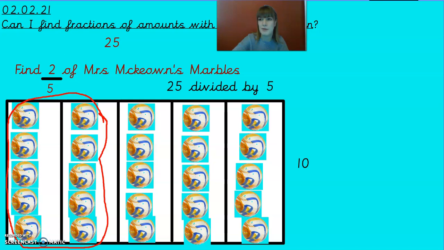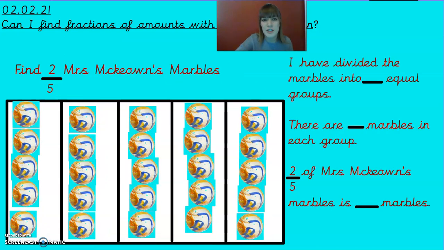Okay. We'll move on to the next page because we're going to continue these kind of questions. So we found 2/5 of Mrs. McEwen's marbles in my bar model, and I'm ready to answer these questions. I'm going to fill in the blanks. So I have divided the marbles into equal groups. How many equal groups have I got? Well done if you said 5 equal groups. Good job. There are how many marbles in each group? Make sure you write it down or say it out loud. Well done if you said there are 5 marbles in each group.